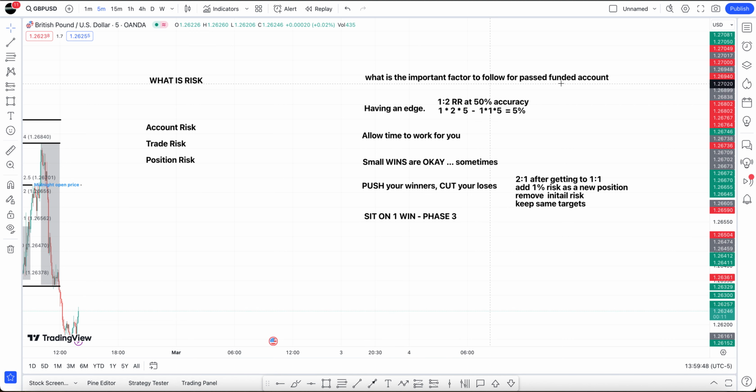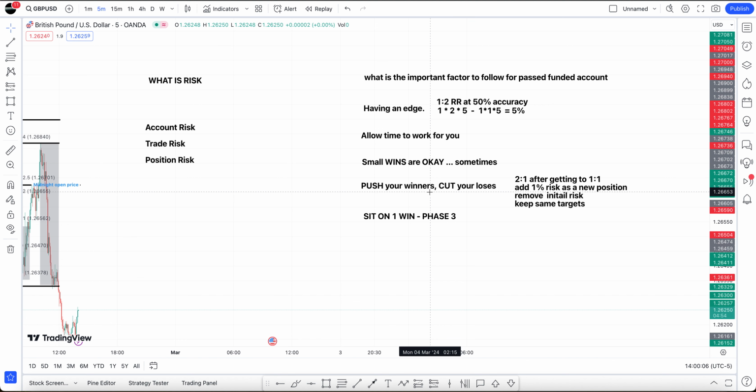So those are the important factors. Having an edge, aligning time to work for you, small wins are okay sometimes. It's just to get your mental right, get yourself packing, push your winners, cut your losses. There's a good book by Tom Hogarth, Best Loser Wins. That's a really good book to look at. If you're on phase three, sit on one win, get your deposit back and then get back in the game. We're here to make money. We're not here to be right.